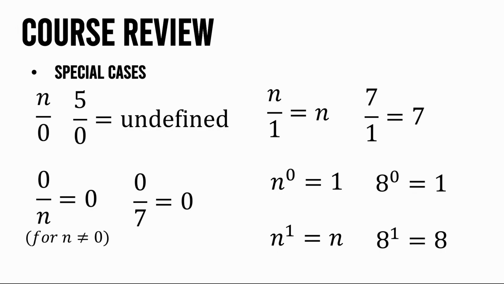For any non-zero n, n raised to the power of 0 equals 1. The expression 0 raised to the power of 0 is indeterminate in many contexts. In some specific contexts, it is defined as 1, so treat it with care. N raised to the power of 1 equals n.